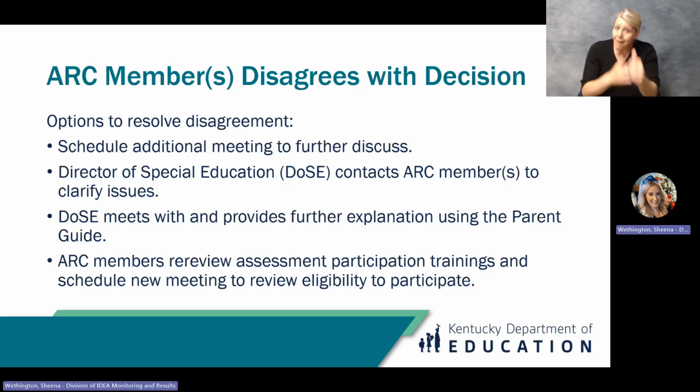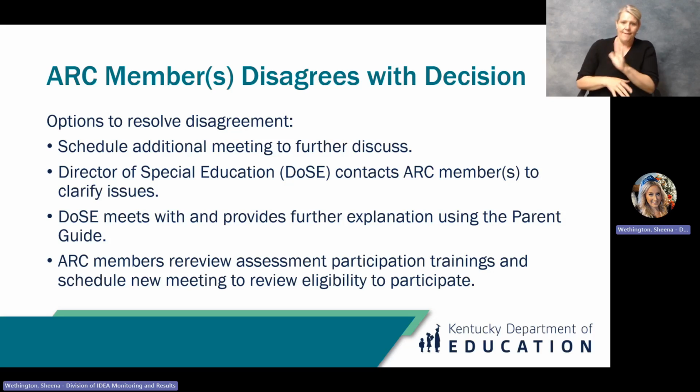And/or the ARC may review the training on guidelines for participation in the alternate assessment and schedule an additional meeting to review eligibility participation in the state assessments. If the ARC has exhausted all available options for consensus and still is not able to come to an agreement, the district makes the final determination and must provide the parent with prior written notice of the decision.